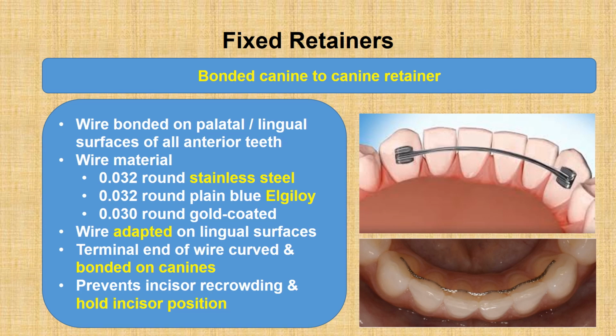If you look at these two diagrams, there is a slight variation. In this upper diagram, the retainer is only bonded on the canine and it merely contacts the other incisor teeth. But in this example, the retainer is bonded on all the 6 tooth surfaces.